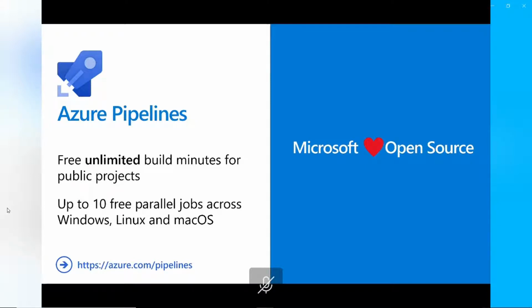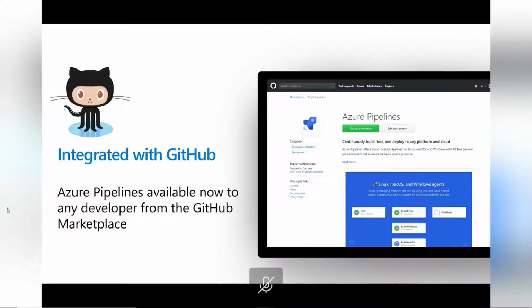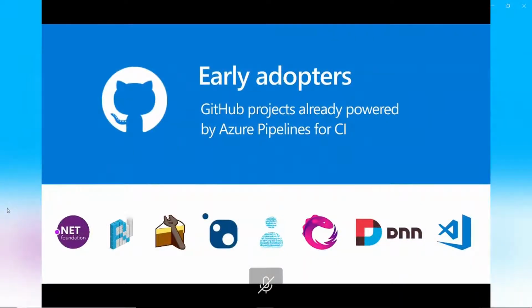The other thing that we have launched with Azure DevOps is a new integration with GitHub. We're actually in the GitHub marketplace now. So you can adopt Azure Pipelines just by going to the GitHub marketplace and clicking a few buttons. It's really super easy to get started. And it's in fact so easy that we've seen a number of open source projects adopt Azure Pipelines.